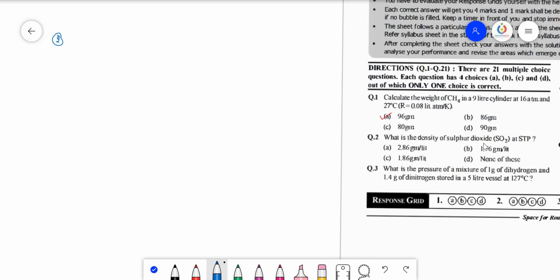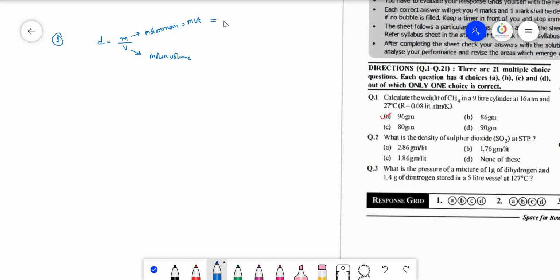What is the density of sulfur dioxide gas at STP? We know that density equals mass divided by volume. Here let us take the mass as the molar mass. Molar mass is nothing but the molecular weight. And here let us take the molar volume. So molar mass divided by molar volume. Molar mass in the sense molecular weight.